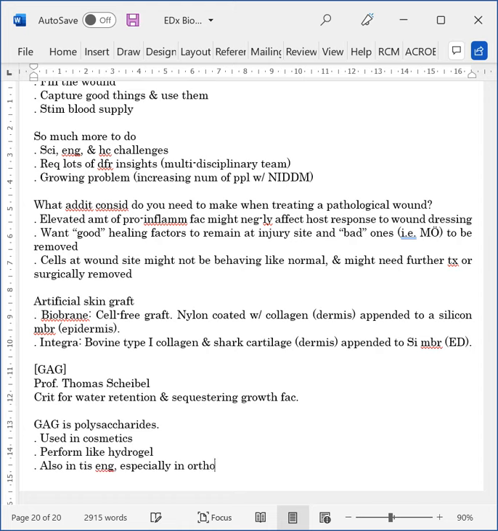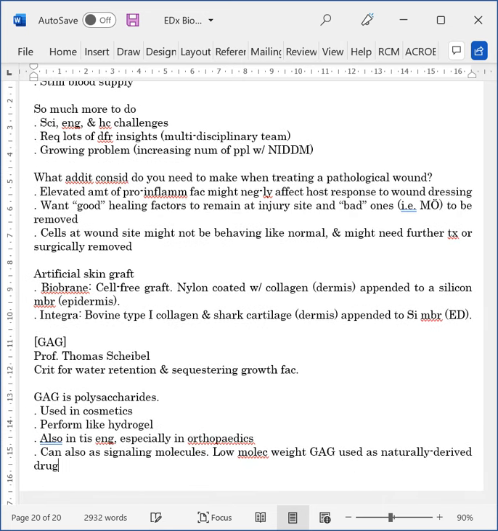GAGs can also be used as drug delivery vehicles, because low molecular weight GAGs can be used as a naturally derived drug. The most important GAG you probably have heard of is hyaluronic acid. Hyaluronic acid, or HA, can promote angiogenesis.